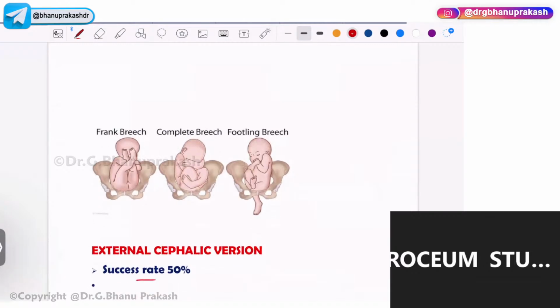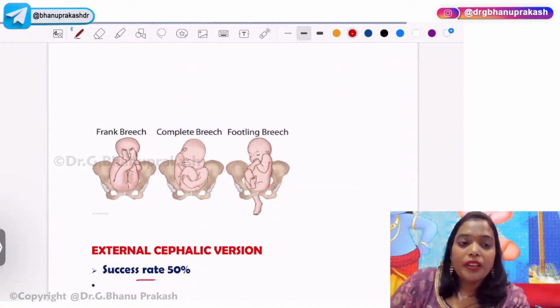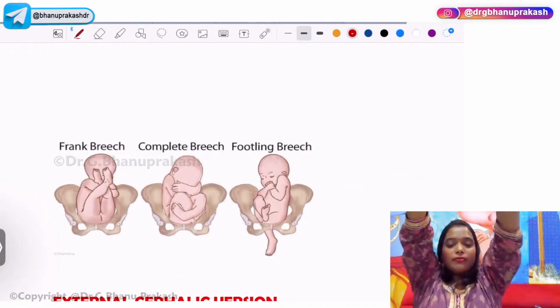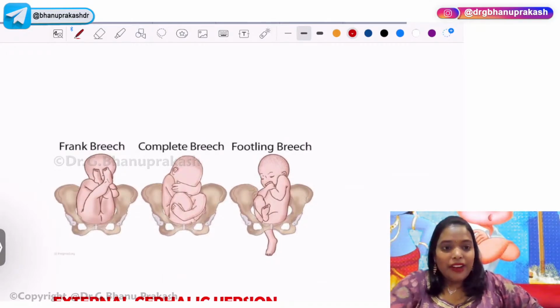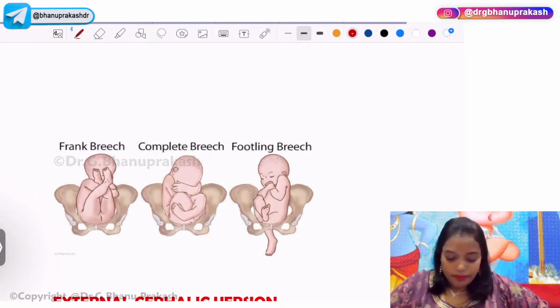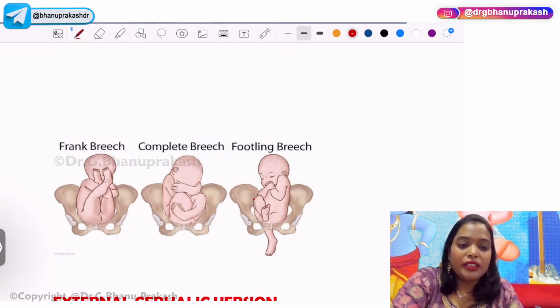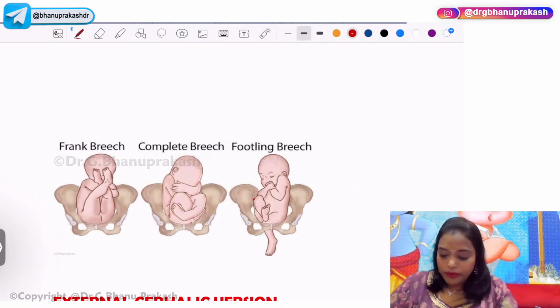Right. What are the different types of breech? This one with legs up is frank breech, this one is complete breech, and this is the footling breech. So where the baby is doing tandav, this is the footling breech, right? So we have frank breech, we have complete breech, and we have footling breech.